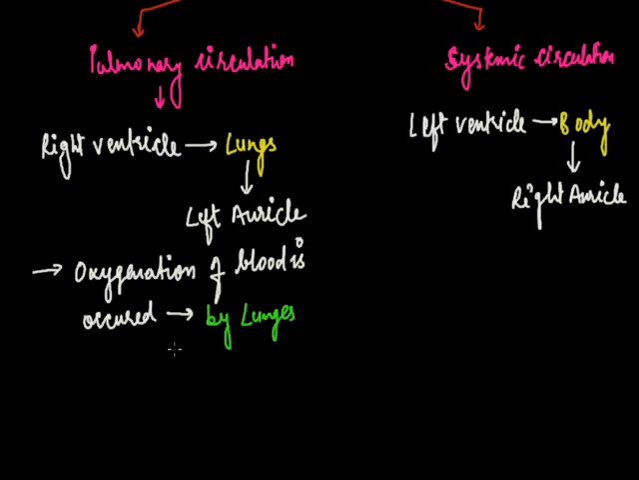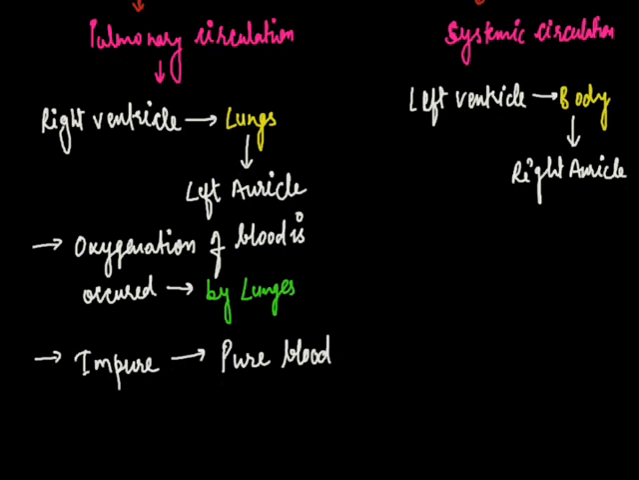The blood present in the right ventricle is impure blood, and it goes to the lungs. In the lungs the oxygenation process occurs, and after oxygenation the blood is converted from impure to pure form and comes back to the left auricle. The blood in the left auricle is pure blood. So in this process, impure blood is converted into pure blood.